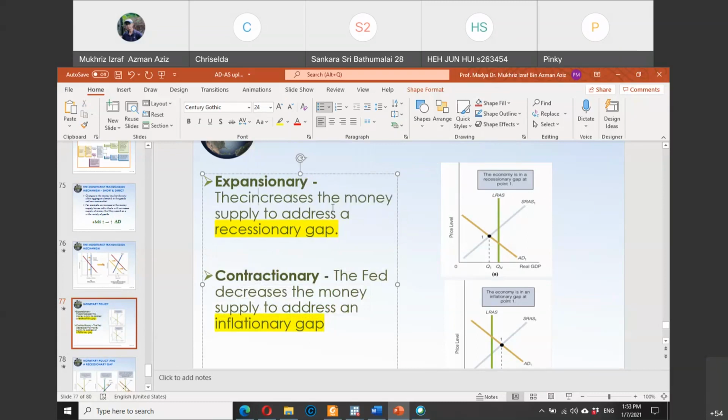Okay, so you can use the word central bank or Bank Negara Malaysia, for Malaysia. Because this is a slide from the American textbook, they use the word Fed. Fed means Federal Reserve, or the USA Central Bank. But for Malaysia we call it Bank Negara Malaysia.